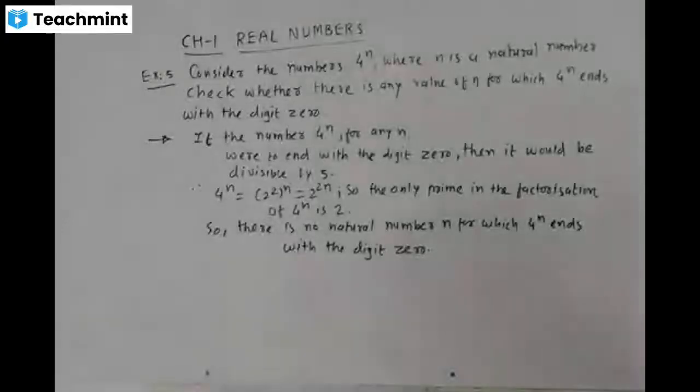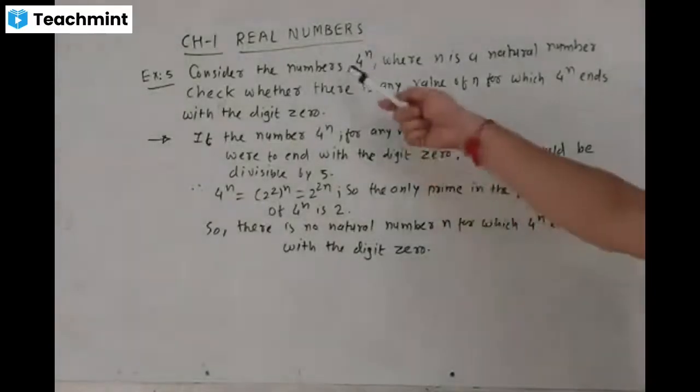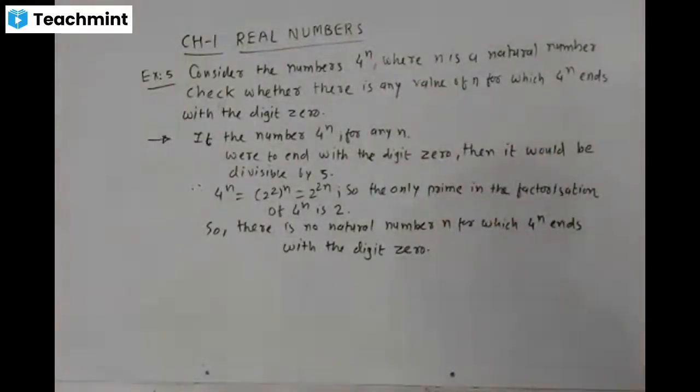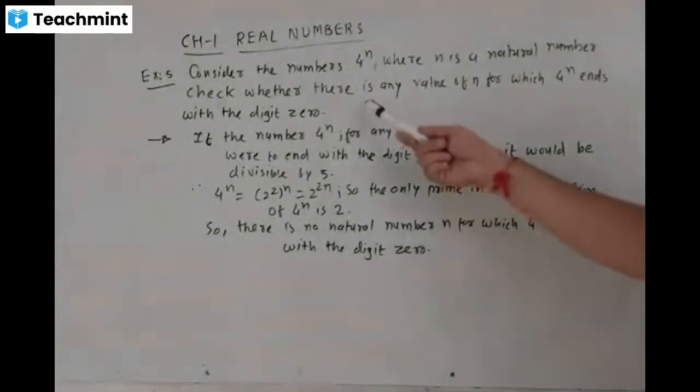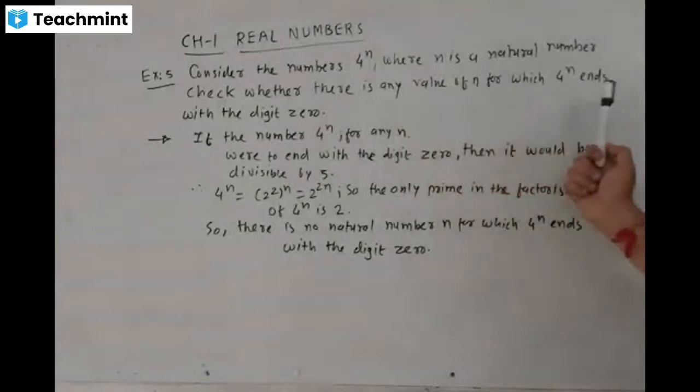Example number 5, chapter 1. Consider the number 4 raised to n, where n is a natural number. Check whether there is any value of n for which 4 raised to n ends with the digit 0.